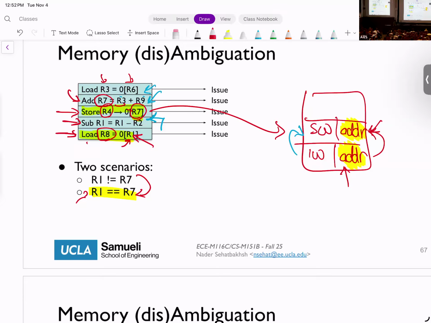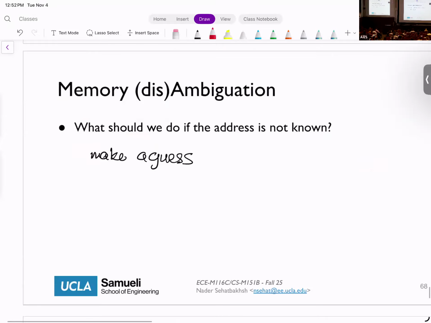Okay? And then interestingly, to make this guess, all those stories that I told you from branch prediction also apply here. So for example, you can have a dynamic predictor, you can have an always-not-taken predictor, you can have an always-taken predictor, you can update it with the history, you can use all of those tricks here as well.